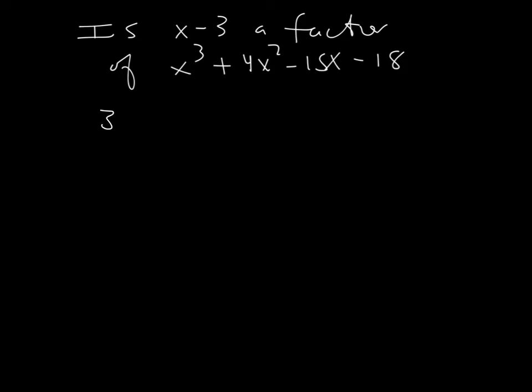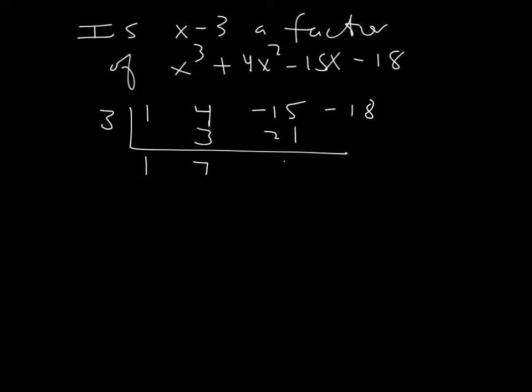So we're going to put a 3 on the outside, 1, 4, -15, -18, and get really good at this because you're going to do it a whole bunch. Drop down the 1, multiply, add, multiply, add, multiply, add. Once again, we have a 0 for the remainder. Therefore, this divides evenly into this with no remainder.